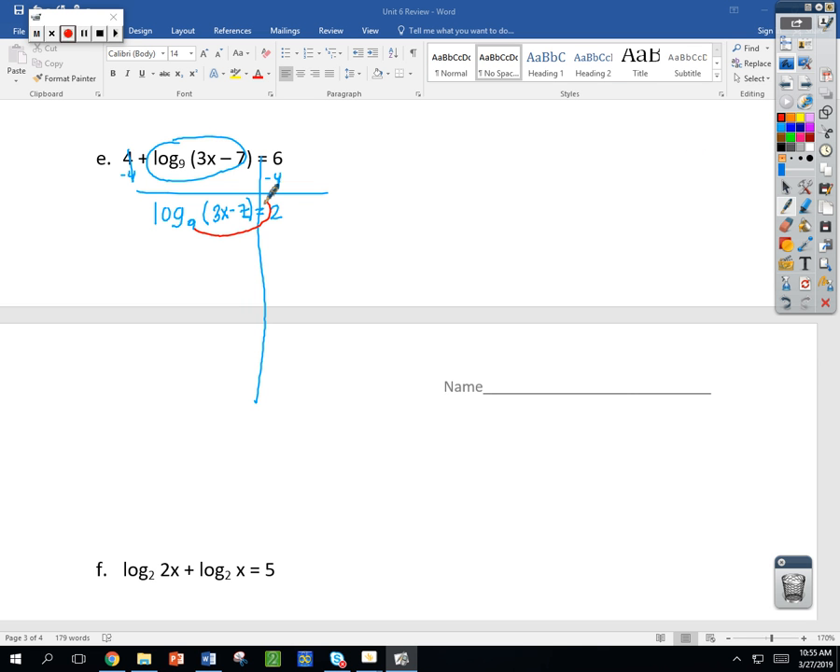So I would do 9 squared equals that. So 9 to the second power is equal to 3x minus 7. 9 to the second power is 81. And so then I would continue to solve, add 7, 88 equals 3x, divide both sides by 3, and x is 88 over 3. That's my answer.